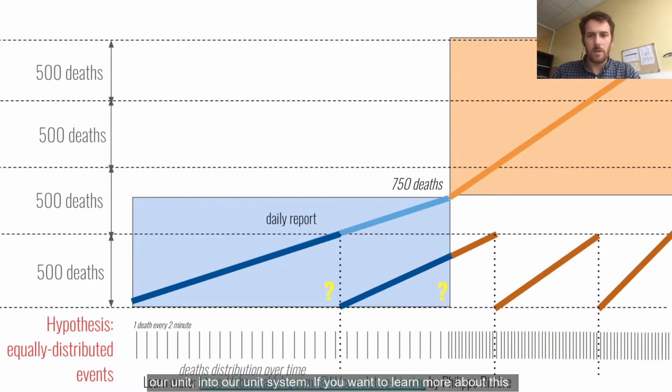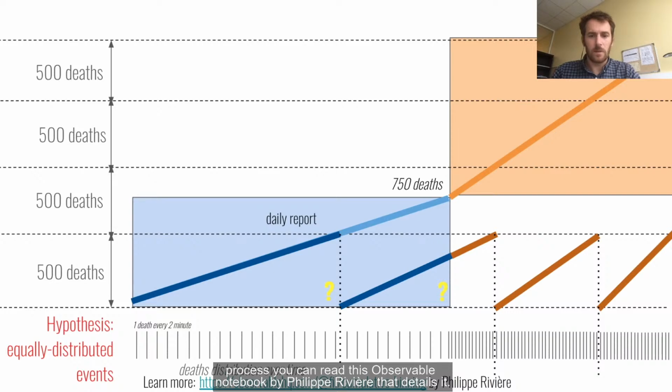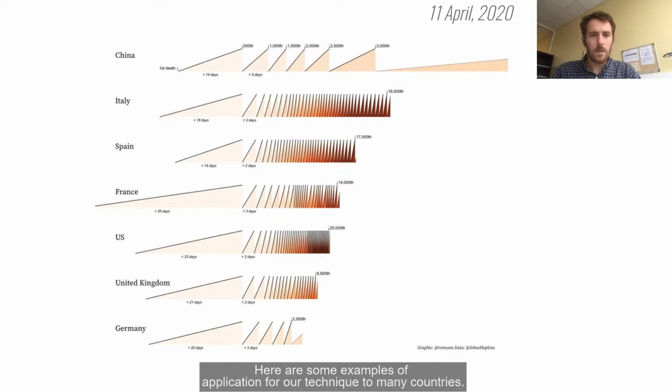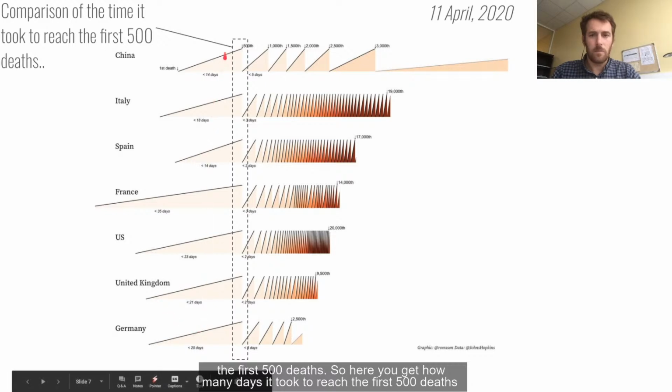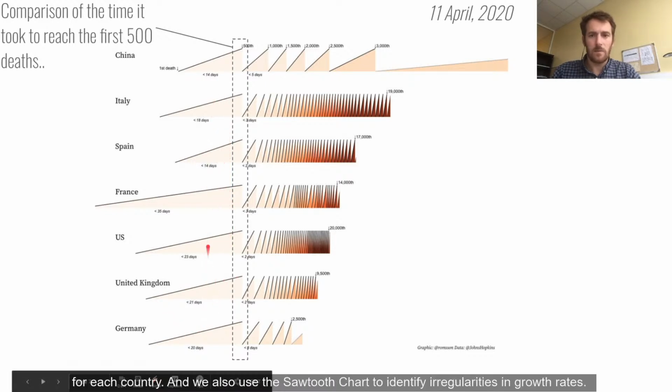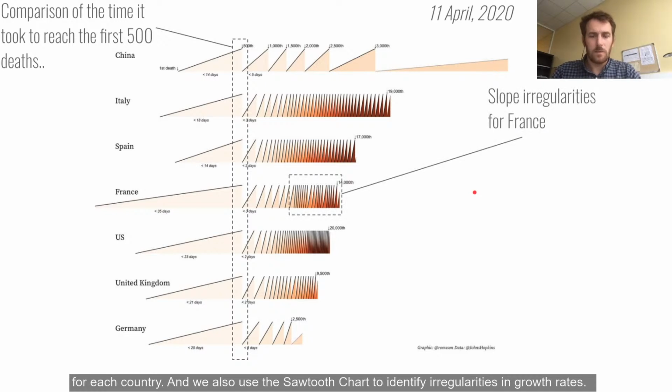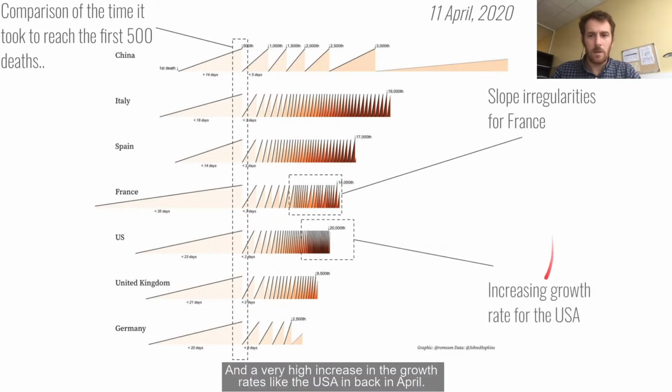If you want to learn more about this process, you can read this Observable notebook by Philippe Rivière that details it. Here are some examples of application of our technique to many countries. First, we use the sawtooth chart to align the countries by the first 500 deaths. So here you get how many days it took to reach 500 deaths for each country. And we also use the sawtooth chart to identify irregularities in growth rates and very high increase in the growth rates like the US back in April.